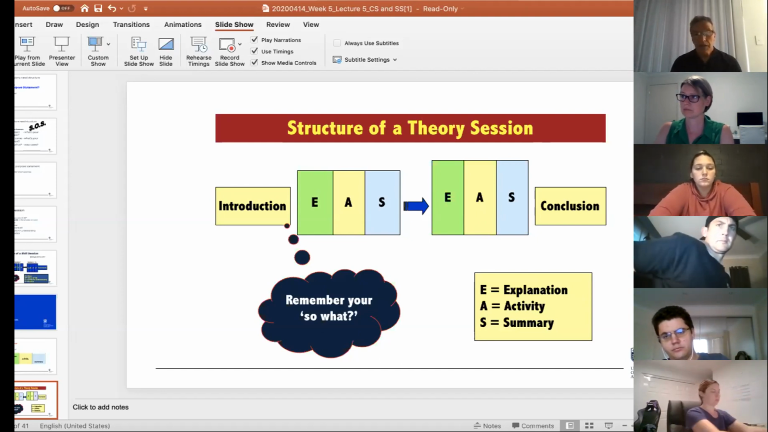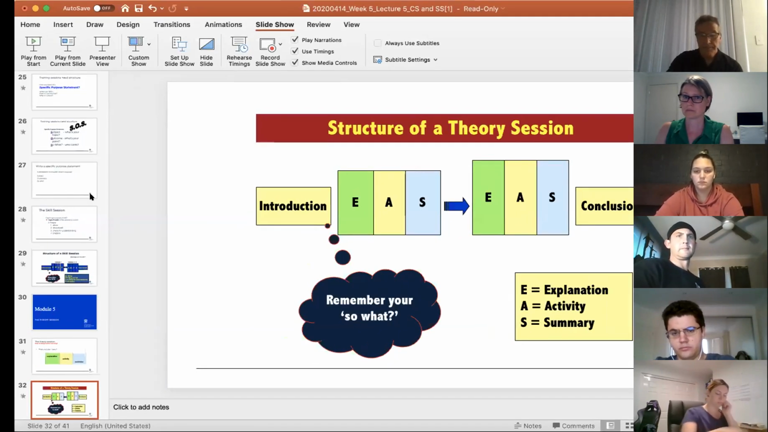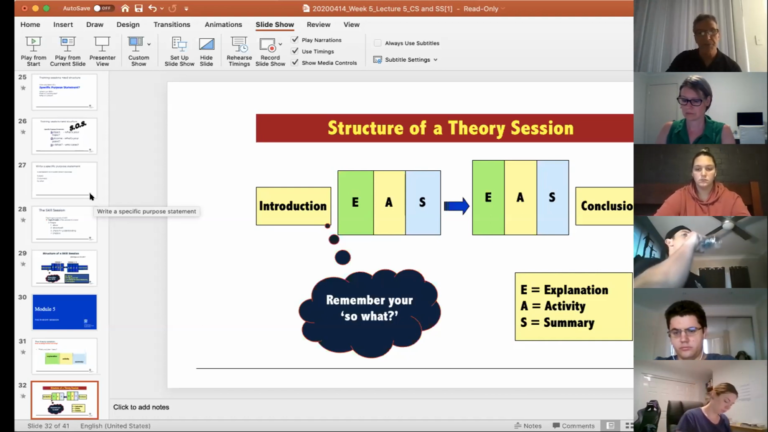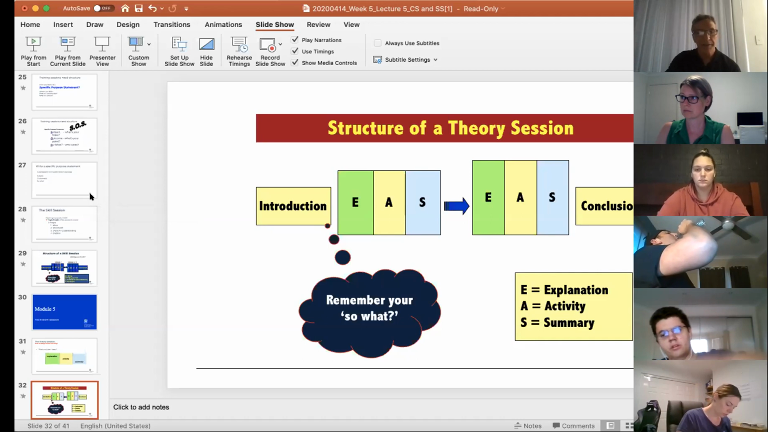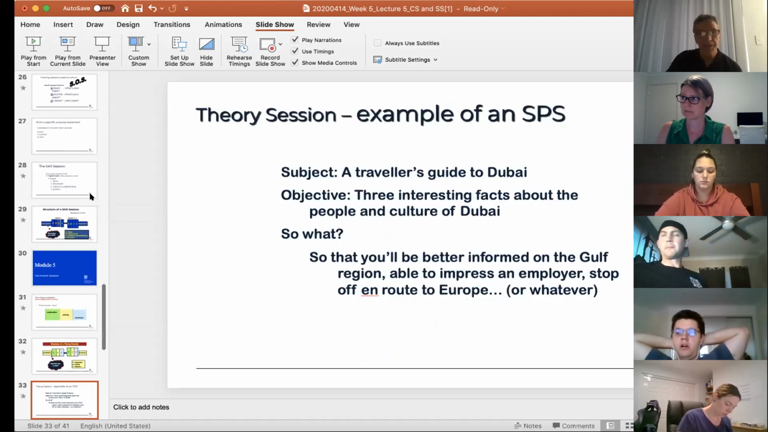Okay, so two structures: structure for a skill session, structure for a theory session. It's not rocket science. It's a fairly simple model, but it is a very effective model, and it does draw on those principles of andragogy about chunking and about getting people to buy in initially.